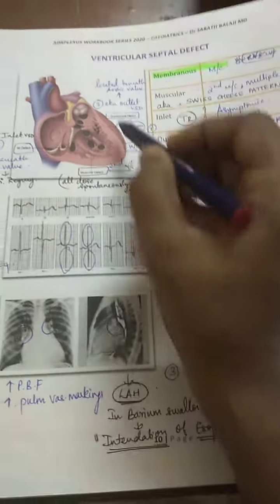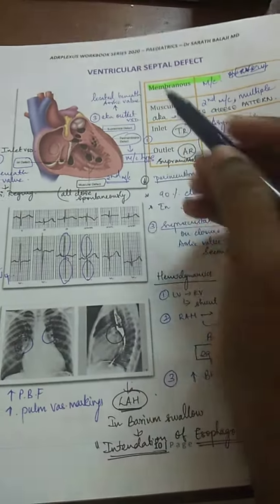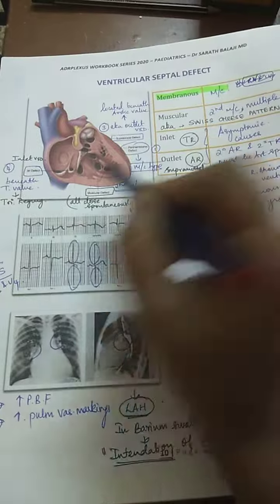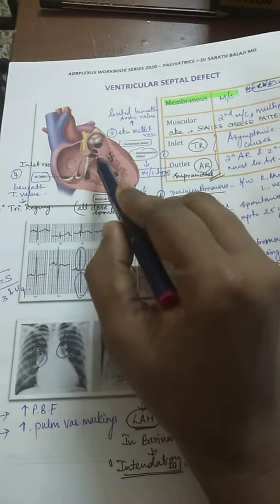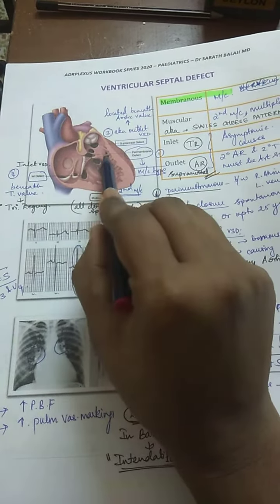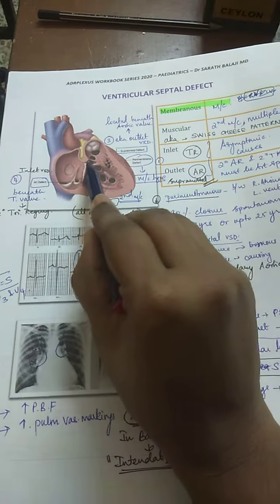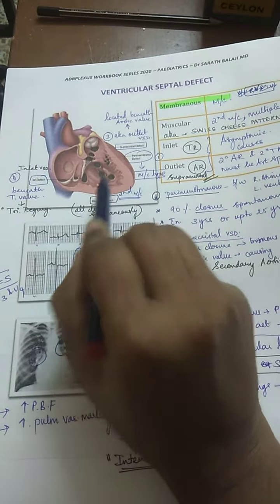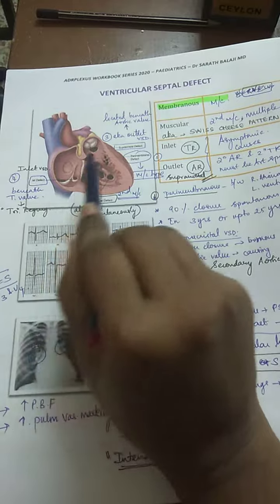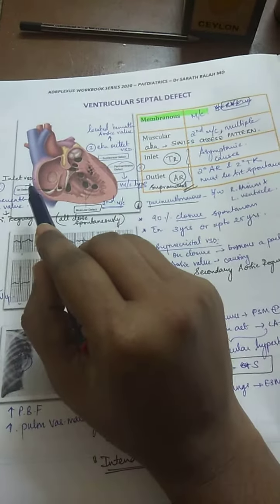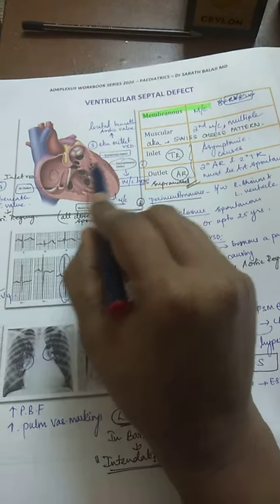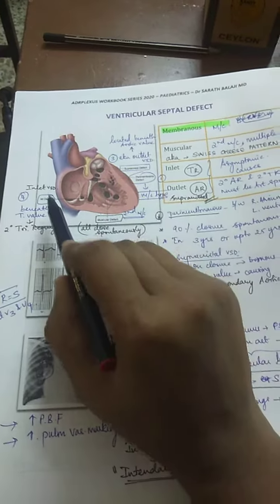septal defect. You can have a defect between the ventricle and any other chamber of the heart. In membranous, it's between the right atrium and the left ventricle, which is located here. And in the muscular, it is between the ventricles, so it will close spontaneously, and is also known as Swiss cheese pattern type of VSD.